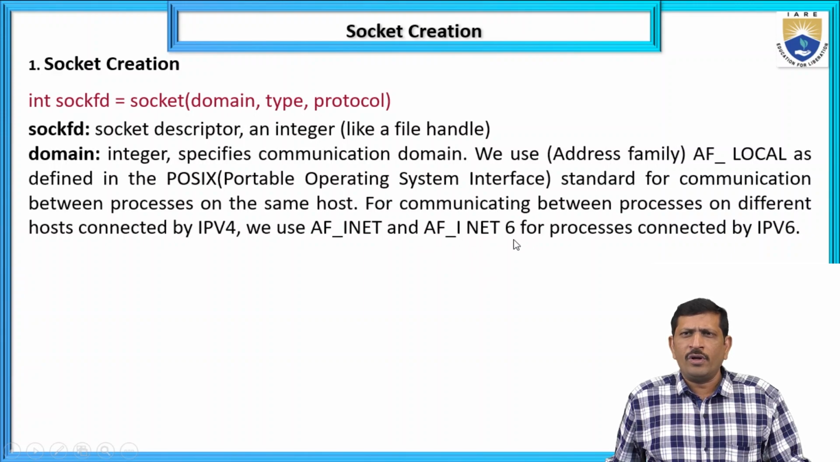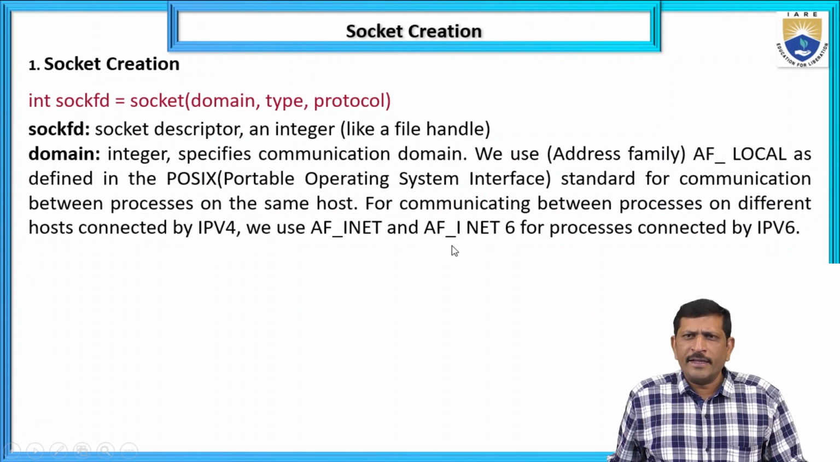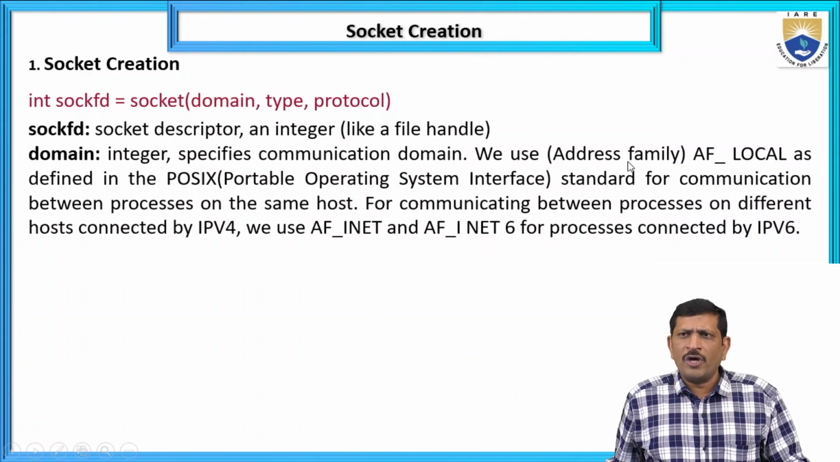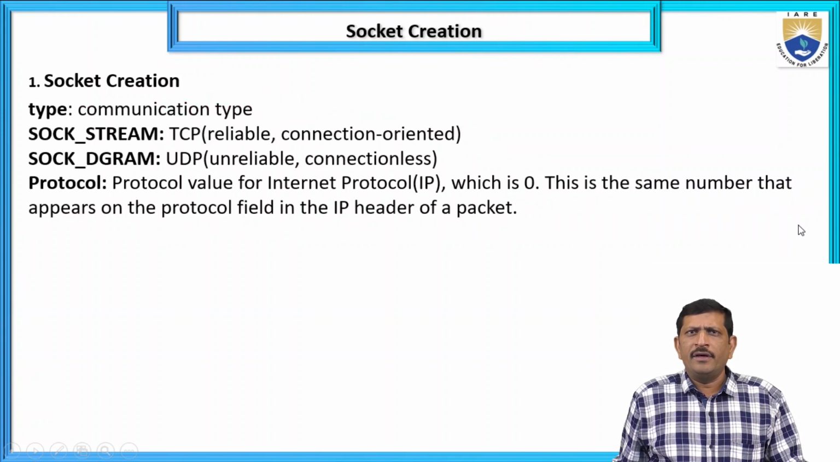That means INET4 and INET6. Here we'll use the INET address family, INET4, for processes connected by IPv4, Internet Protocol version 4, and address family INET6 for processes which will be connected by IPv6. And you see the socket creation.